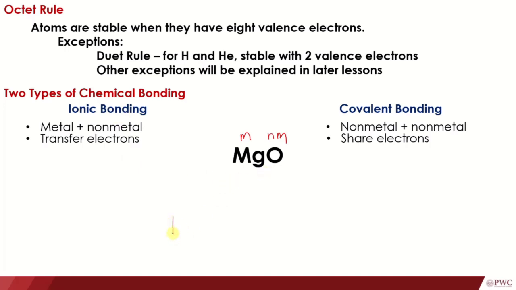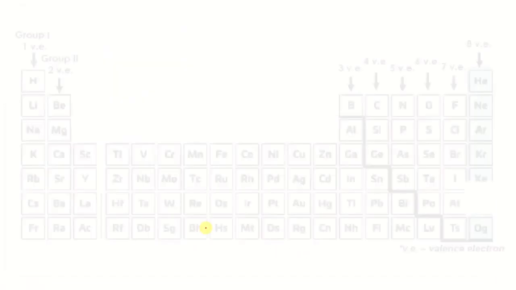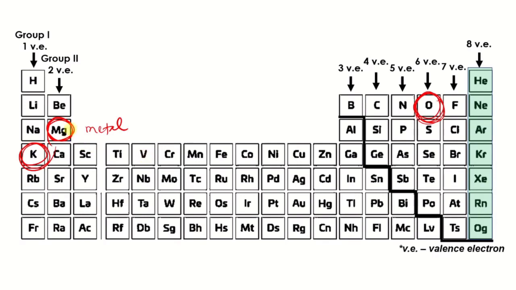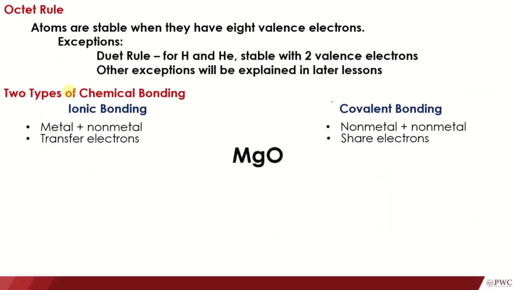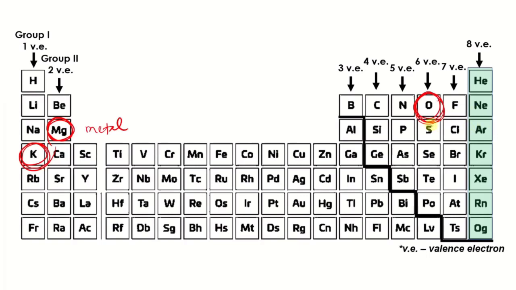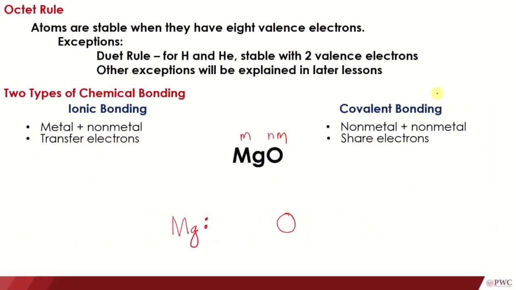So here, let's do the electron dot structure of magnesium oxide. That's magnesium and oxygen. Then let's put some dots here. Again, the dots will be the valence electrons. Magnesium is on the second column. It has 2 valence electrons. Let's put here 2 valence electrons. Then oxygen, how many valence electrons? That's over here. It has 6 valence electrons. 1, 2, 3, 4, 5, 6.